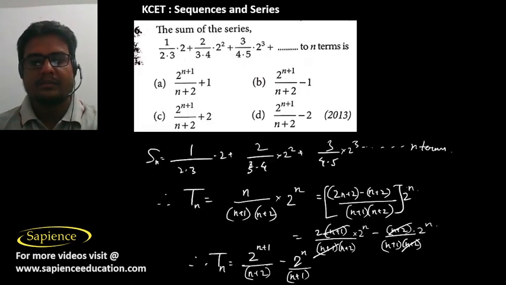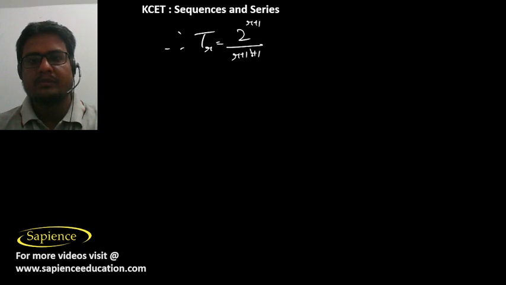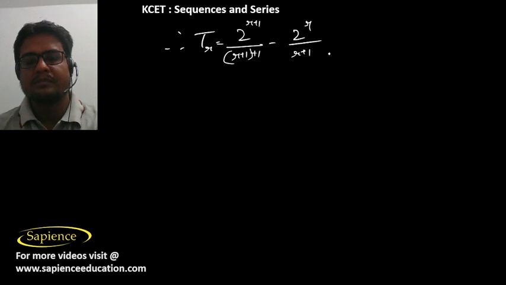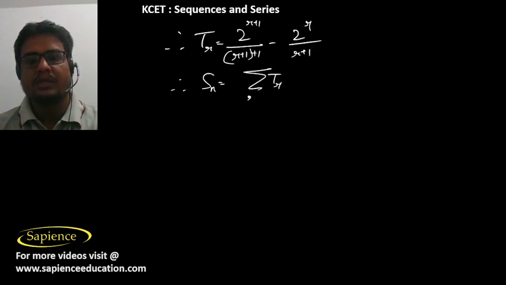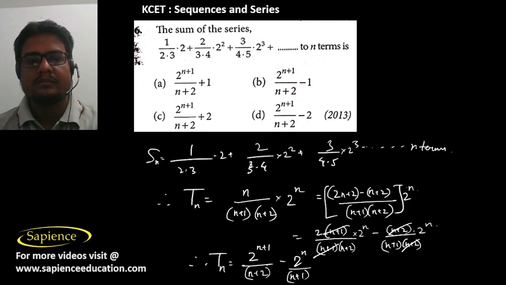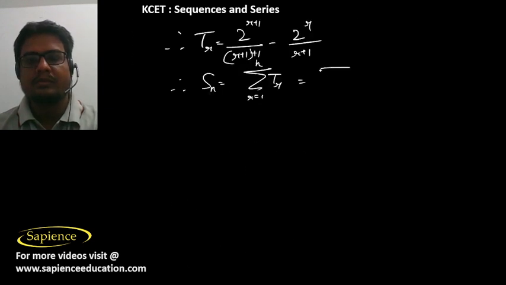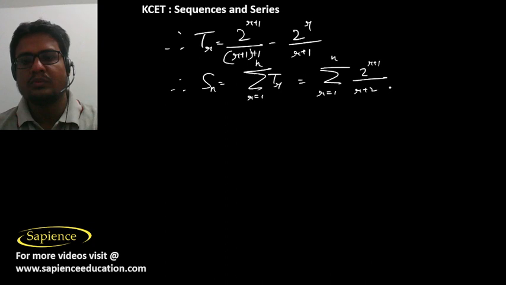So now therefore the rth term can be written as 2 power r plus 1 by r plus 1 plus 1, minus 2 power r by r plus 1. So now therefore the sum of n terms will be the summation over r, where r goes from 1 to n, of 2 power r plus 1 by r plus 2 minus 2 power r by r plus 1.